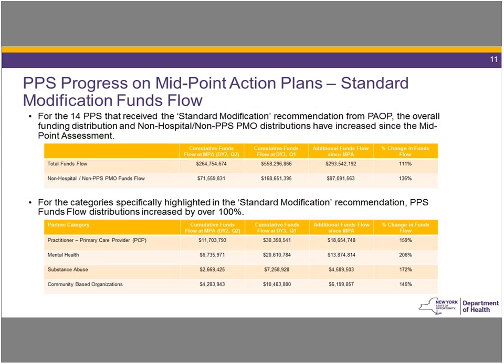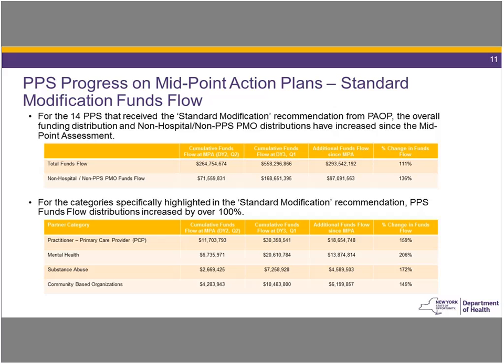Again, the next step, looking at the non-hospital, non-PMO distributions, at midpoint, it was $71.5 million going out to the non-hospital, non-PMO line. That again saw a $97 million increase, or 136% increase over the 3 quarters to $168.6 million. And so, again, as Peggy mentioned earlier, as of midpoint assessment, that was through 6 quarters of DSRIP that we were looking at those figures.